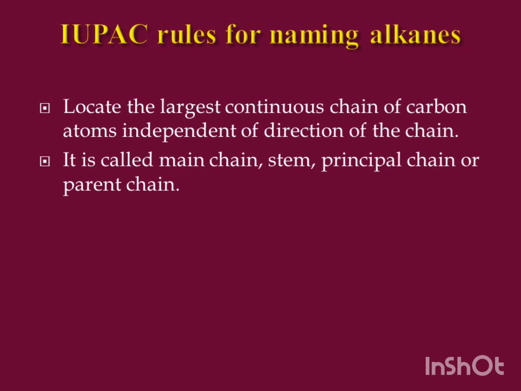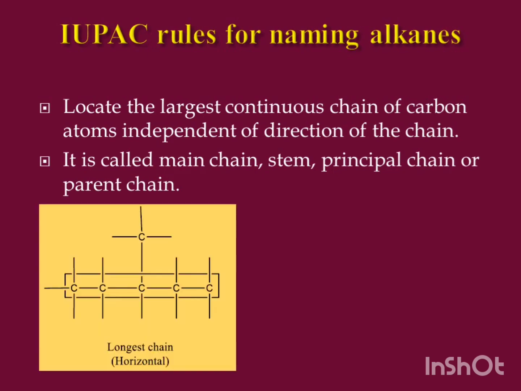Now let us learn this rule through an example. In this molecule you can see, if I start numbering, I will get a carbon chain comprising 5 carbon atoms. But if I proceed upwards after carbon number 3, I would get a chain comprising 4 carbon atoms. So that will not be my chain. I will select the chain with the largest number of carbon atoms, which in this case is pentane.